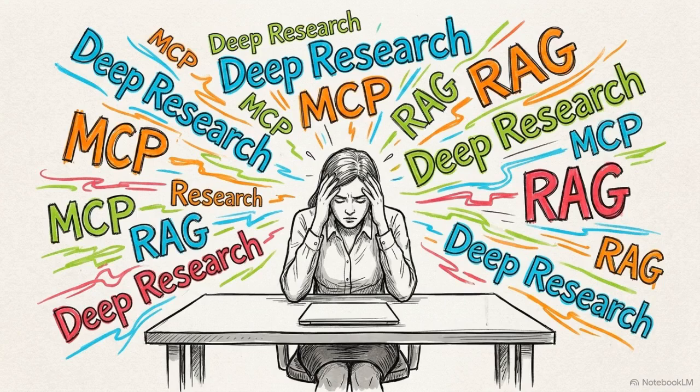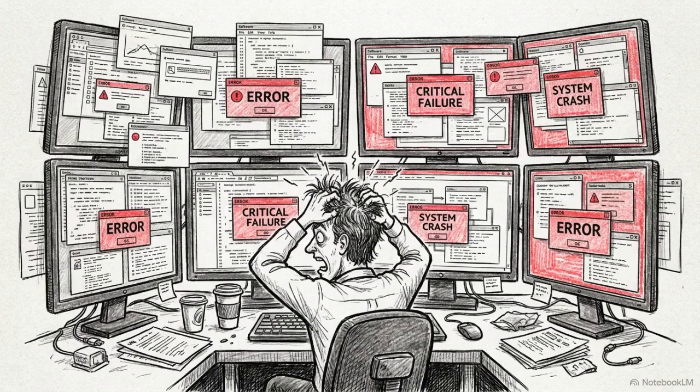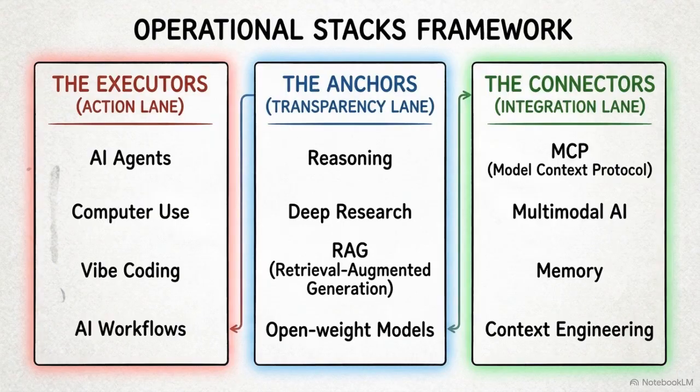We are currently bombarded with 12 distinct technical concepts, from deep research to model context protocols, and attempting to implement all of them at once leads to operational paralysis. Mapping these 12 terms into operational stacks provides a clear framework for implementation. We can group them based on their specific functional utility.